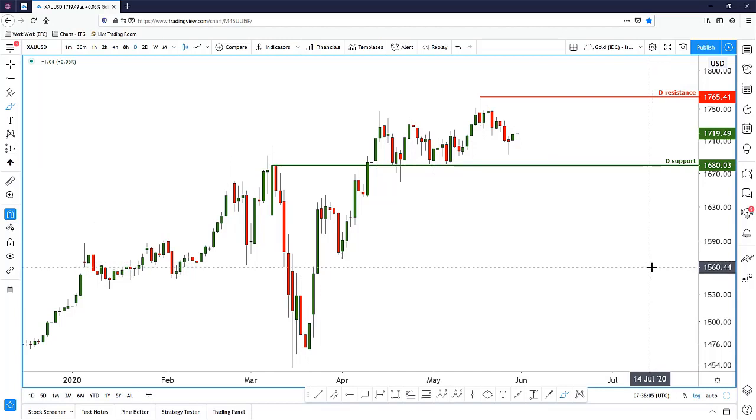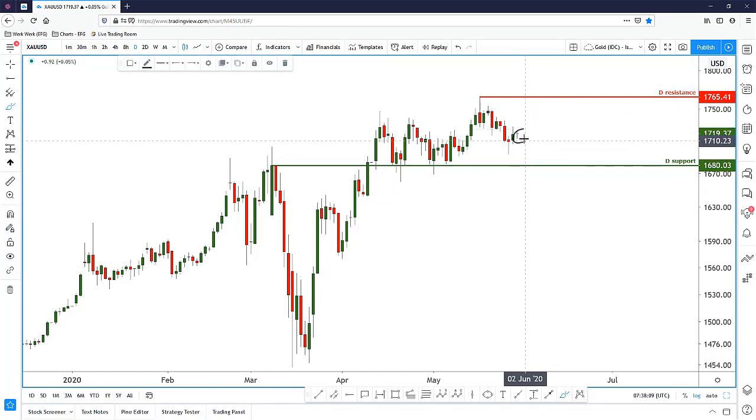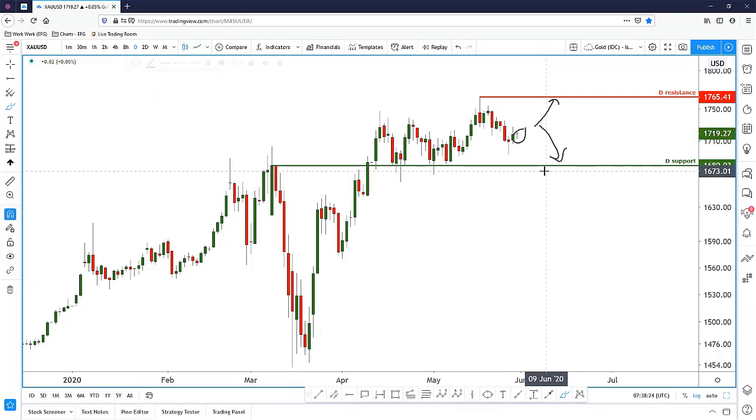So on the daily, we have the daily resistance and daily support, and price is right now in the middle. It can go higher or it can go lower. However, I'll let you guys know why my preference for it to go lower is stronger. Why am I leaning more towards the bearish side? Let's go down to the 4 hours.